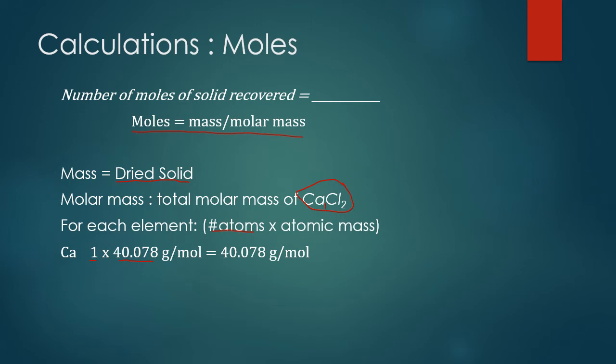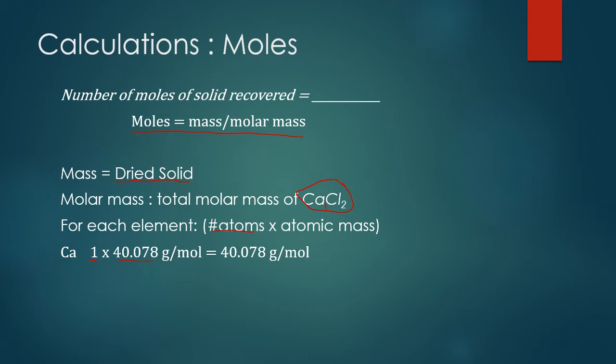So I found calcium on the periodic table, found the atomic mass right below the symbol, and it gave me 40.078. The units are grams per mole. So multiplying across, 1 times 40.078 gives me 40.078.